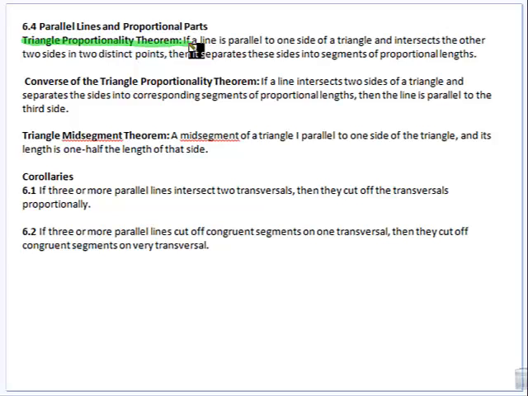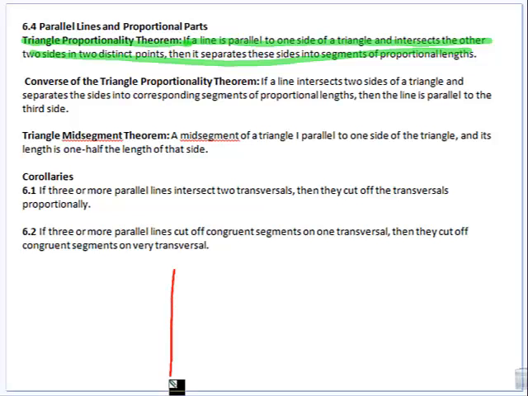If a line is parallel to one side of a triangle and it intersects the other two sides in two distinct points, then it separates these sides into segments of proportional lengths. So let's try to draw a diagram showing what this means.